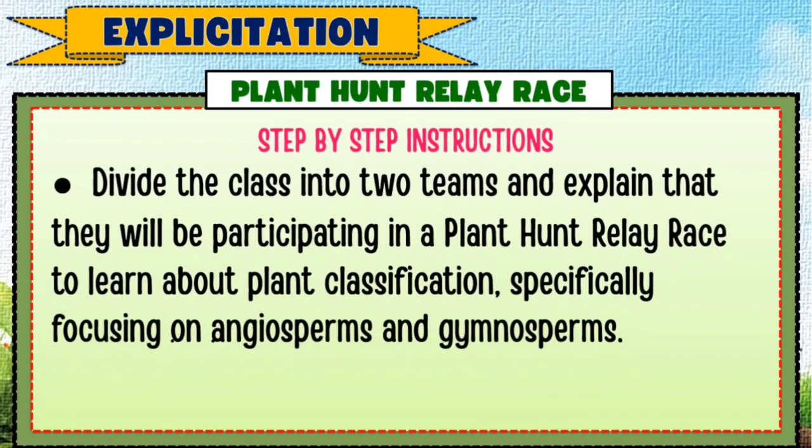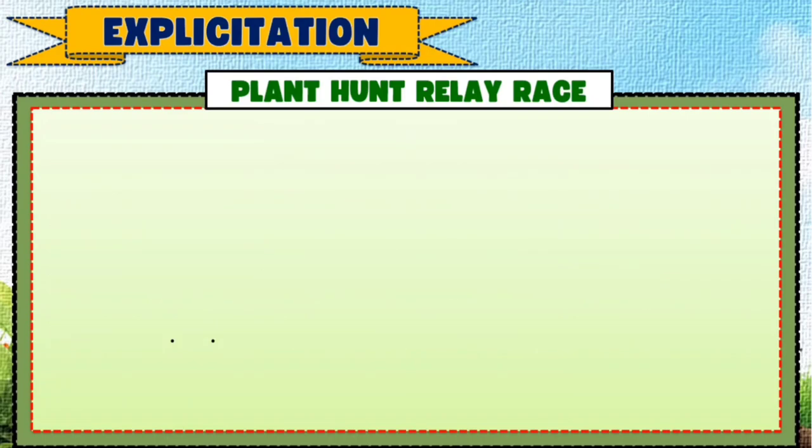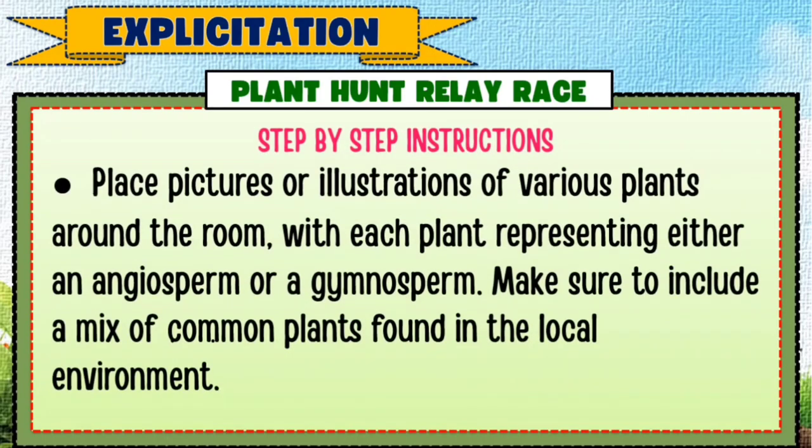Step-by-step instructions. Divide the class into two teams and explain that they will be participating in a plant hunt relay race to learn about plant classification, specifically focusing on angiosperms and gymnosperms. Place pictures or illustrations of various plants around the room, with each plant representing either an angiosperm or a gymnosperm. Make sure to include a mix of common plants found in the local environment.